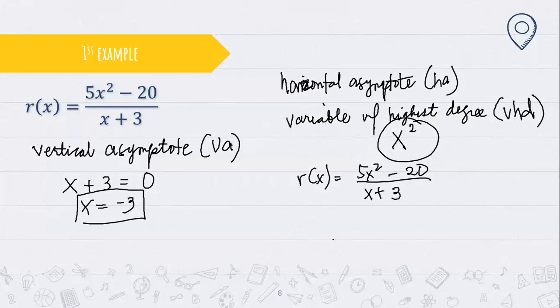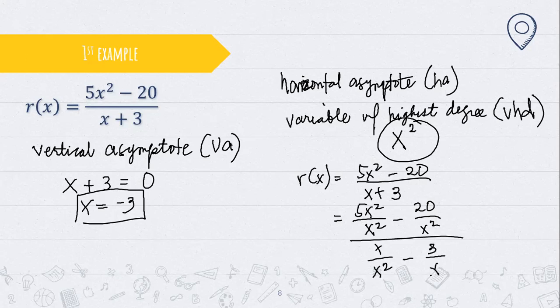So, anong gagawin natin sa variable with the highest degree? Ito na. I-divide natin yung variable with the highest degree sa bawat term ng function. Pag sinabi kong bawat term, kada term talaga. So we have 5x squared over x squared minus 20 over x squared all over x squared minus 3 over x squared.